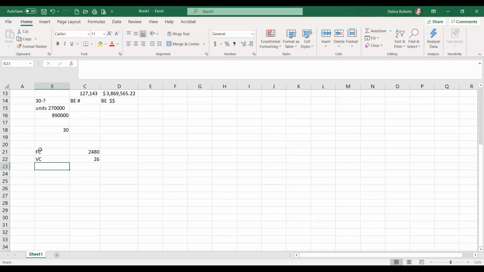And what else do we have here? Oh, the sales price, right, per unit is $30. Let's see, what else do we need? I think we have enough.